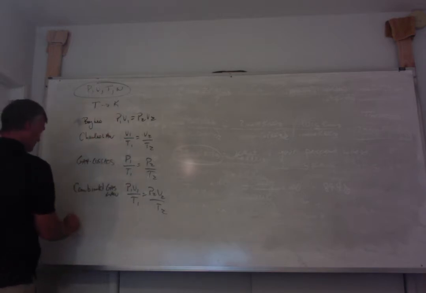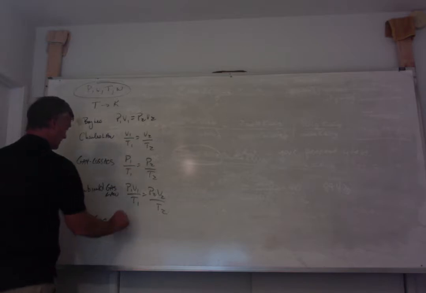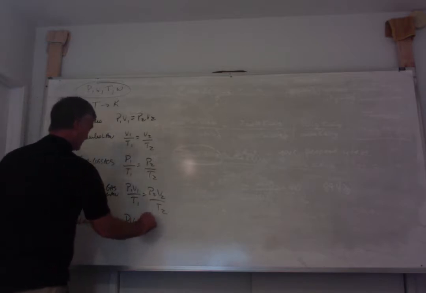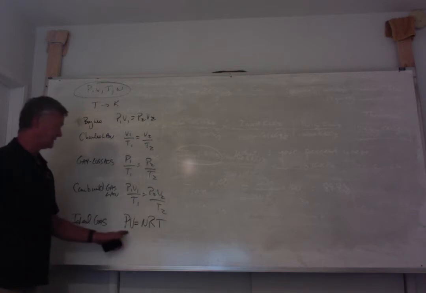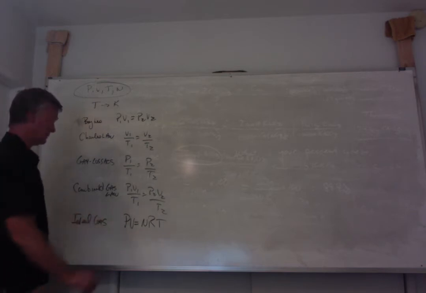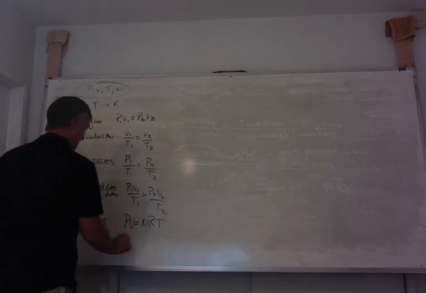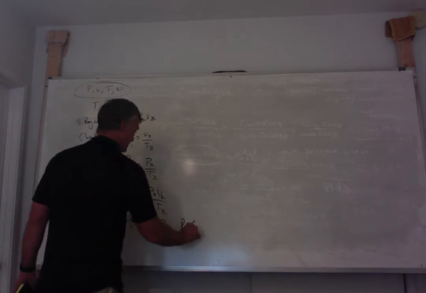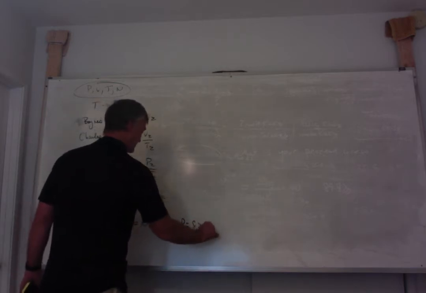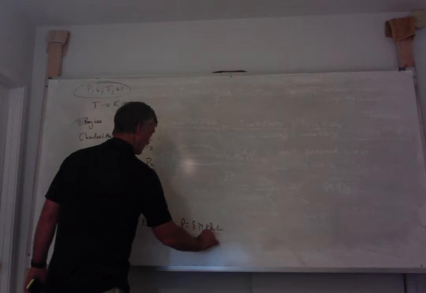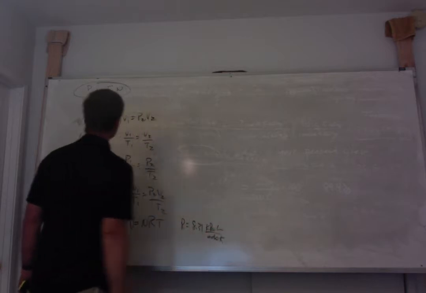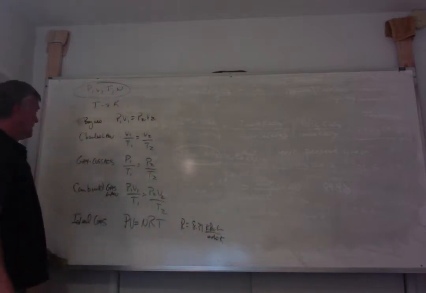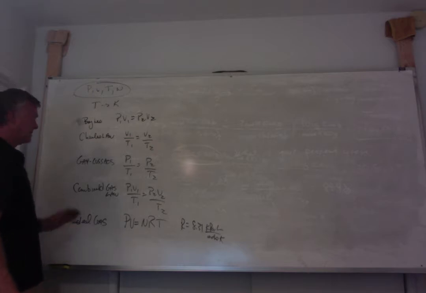And finally we have what's called the ideal gas law, which you guys would know as PV=nRT. And PV=nRT is our overarching law. It allows us to find one if we know the others. R here is 8.31 kilopascals liters per mole Kelvin. And those are the gas laws.